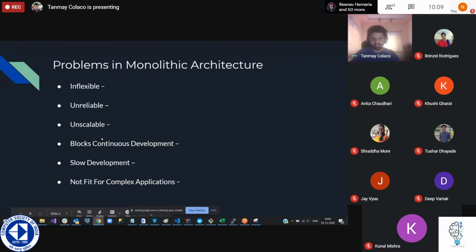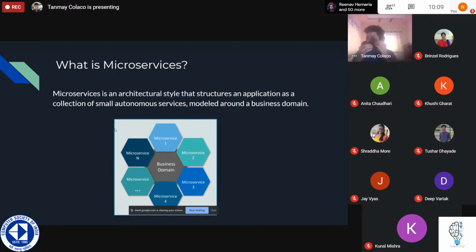So this comes up: what is a microservice? To solve many of these problems, what is a microservice? Now, this is a textbook definition. I can read it for you. Microservice is an architecture that structures an application as a collection of small autonomous services modeled around a business domain. So it is a very, very bookish type of definition.